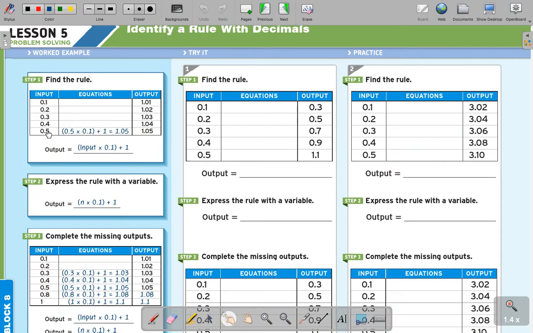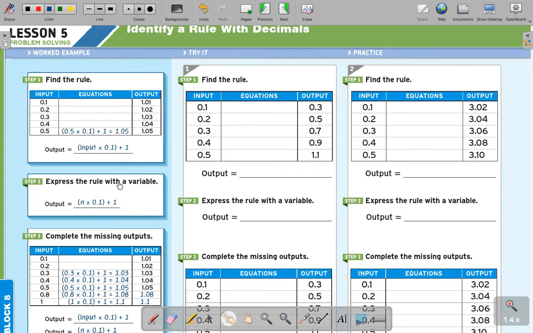But how did you go from 5/10 to 5/100? Well, think about it. When you have 5/10, I'm going to write this right down here. When you have 5/10 times 1/10, 5 times 1 is 5, and 10 times 10 is 100. 5/100. So they multiplied by 1/10 to move it a place value over. So then they could say that the rule was that you take the input, you multiply it by 1/10. When you get that answer, you add 1 to it.